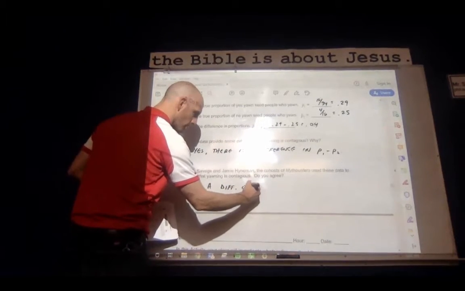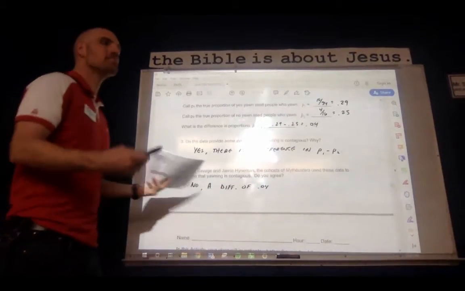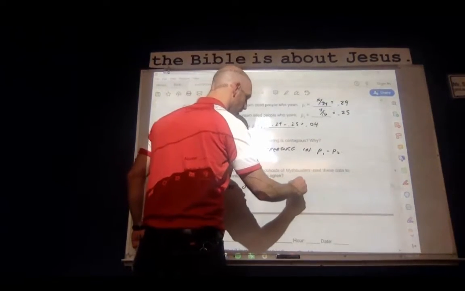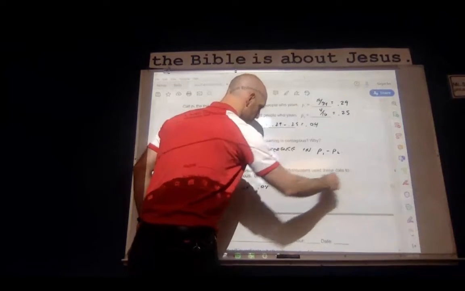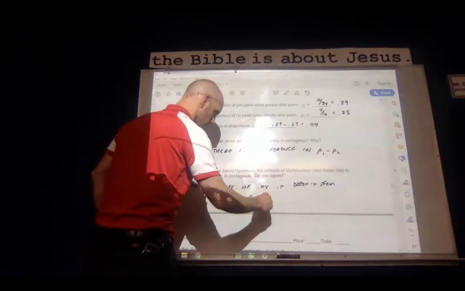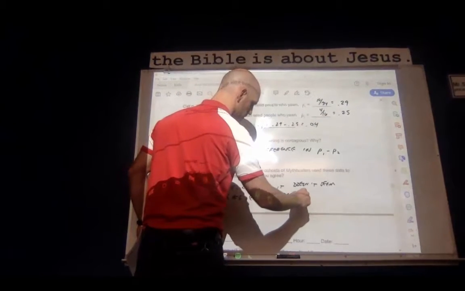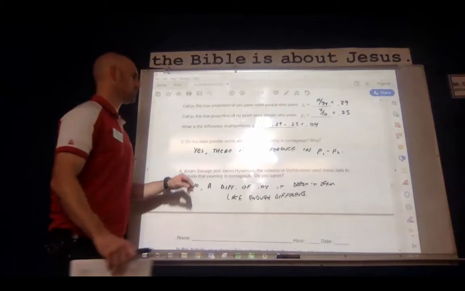So the answer should be no, because a difference of 0.04 doesn't seem like enough difference. This was kind of Madison's point. So if this was a question and we put yes, it would be wrong, even if you had a valid explanation for it. Doesn't it depend on sample size? So here's the thing.